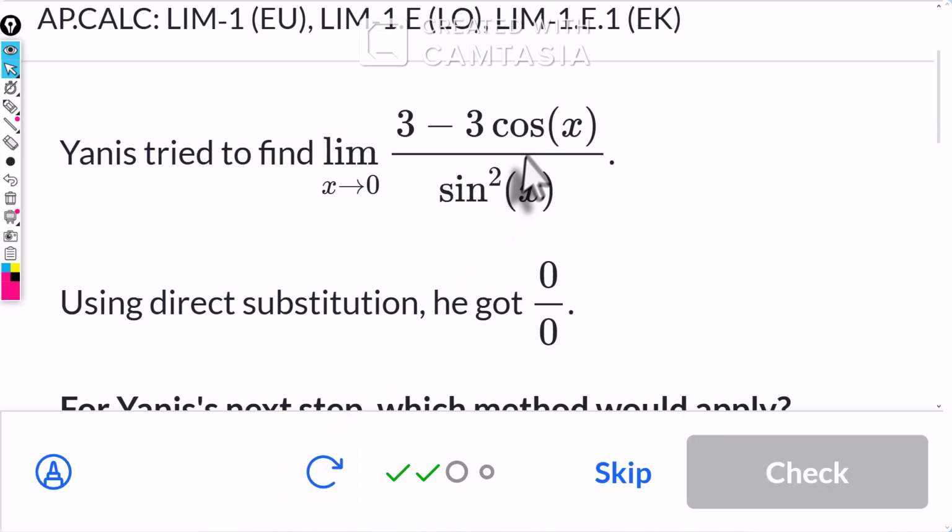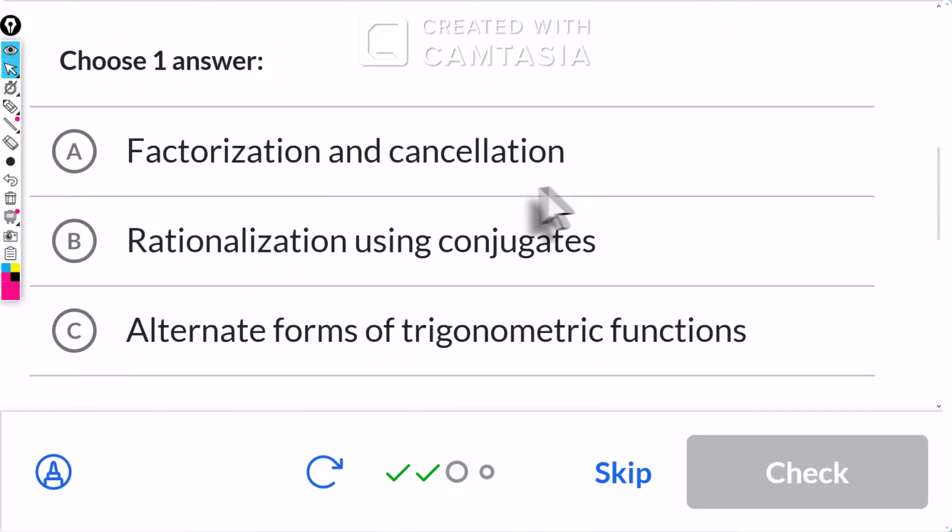All right, so here we have trig functions. What would happen here is you would rewrite the sine squared of x as 1 minus cosine squared of x. But anyhow, it's quite obvious since we have trig functions, we are going to be using alternate forms of trig functions.